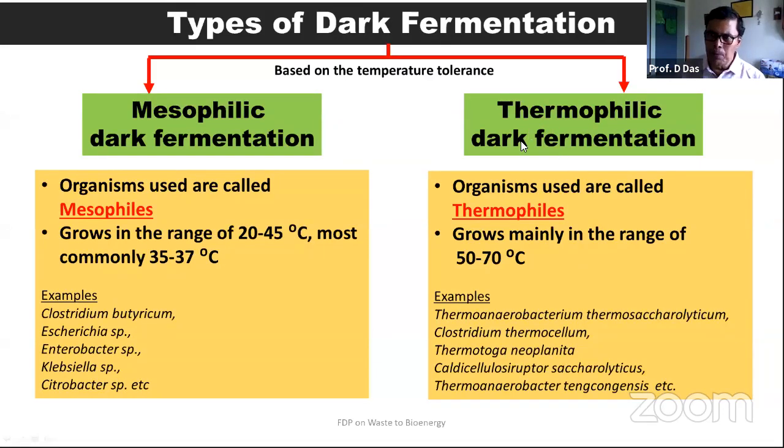Now, one advantage of thermophiles as compared to mesophiles is that when you use any kind of waste material, it may comprise different types of contaminants. So at 60 degrees centigrade, most of the pathogens will be killed. And since the operation is taking place under anaerobic conditions, only a very limited number of bacteria can grow.